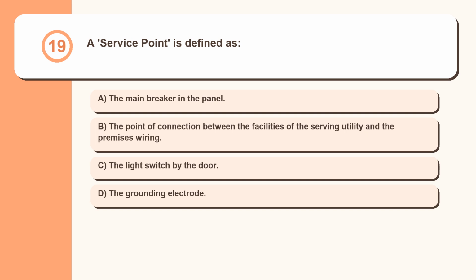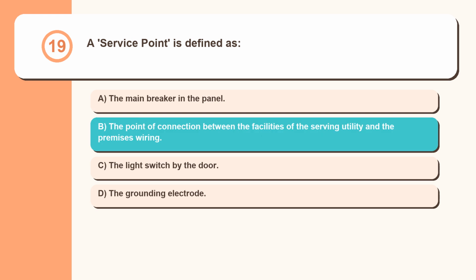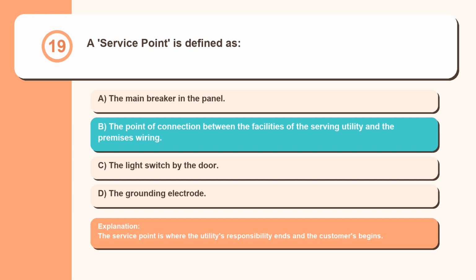Question 19. A service point is defined as the main breaker in the panel, the point of connection between the facilities of the serving utility and the premises wiring, the light switch by the door, the grounding electrode. The service point is where the utility's responsibility ends and the customer's begins.